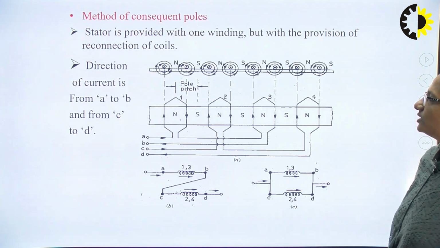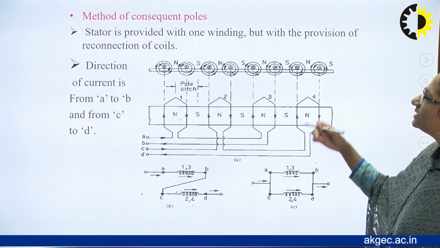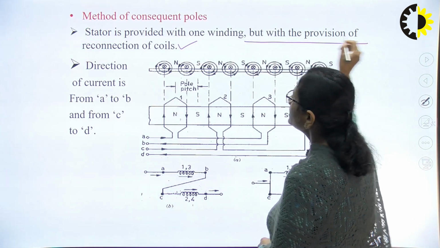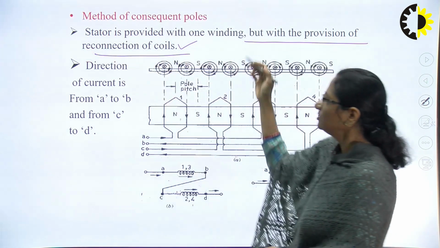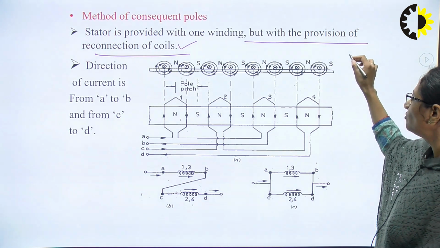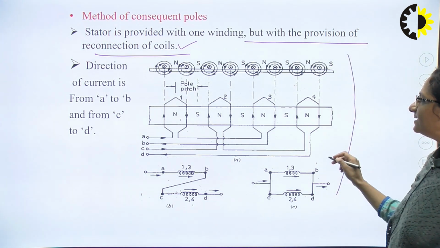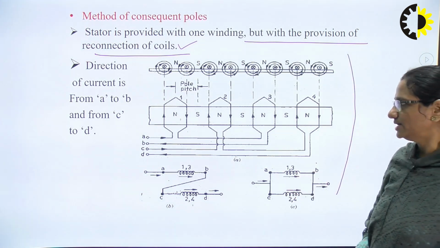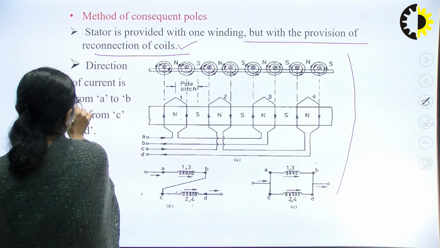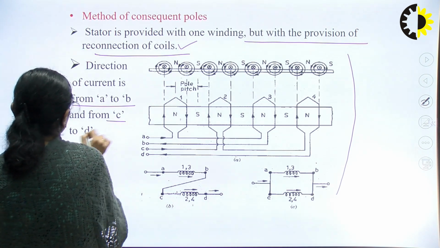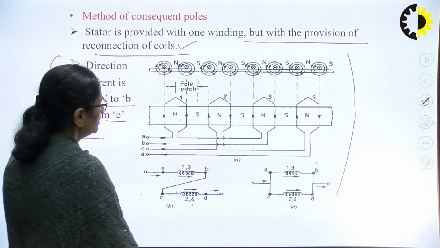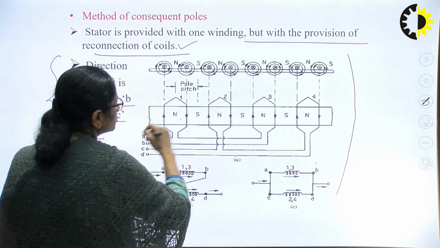Method of consequent pole comes next. Stator is provided with one winding, but what is important? Provision of reconnection of the coils, right? The principle is explained with the help of a winding having 4 turns only. Direction of current is from A to B and from C to D. This is the case which we are considering here. We have got 4 coils over here.